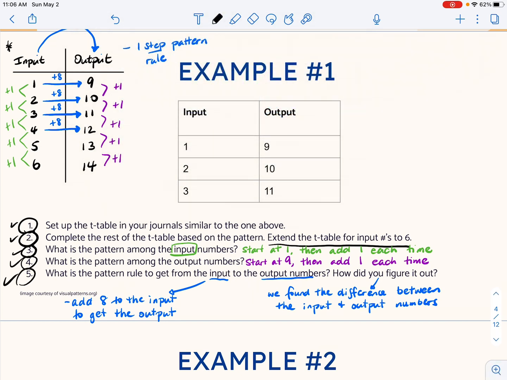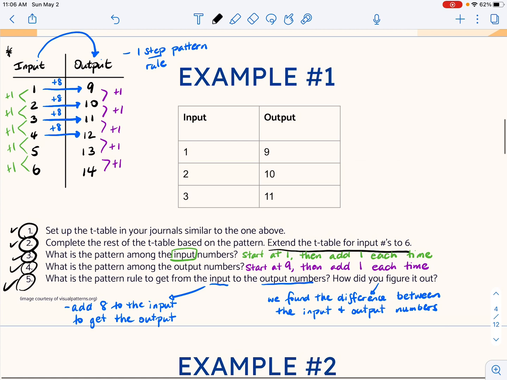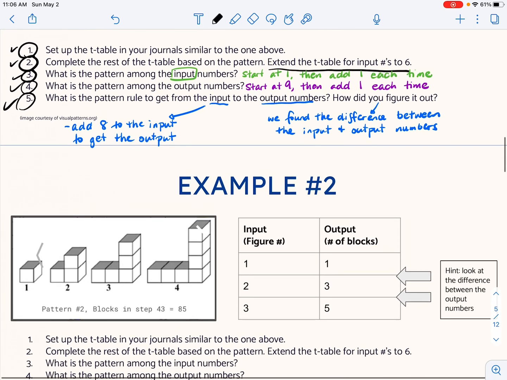Okay, so that's example number 1. Example number 1 was a one-step pattern rule. However, don't always expect one-step pattern rules. More often than not, you will be getting two-step pattern rules, which is what we'll progress to in the next few examples. Okay, example number 2.